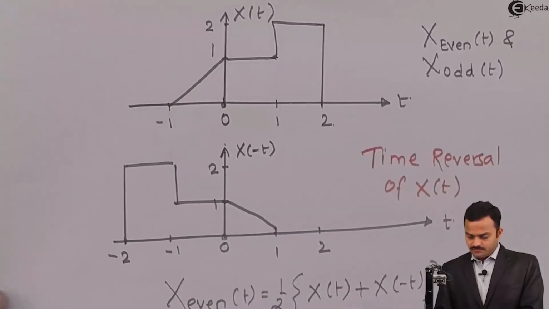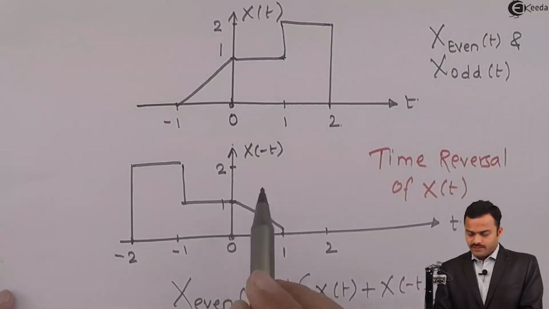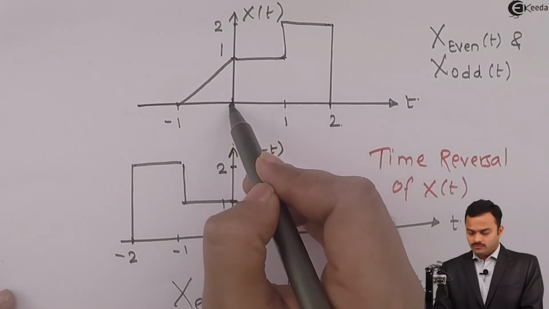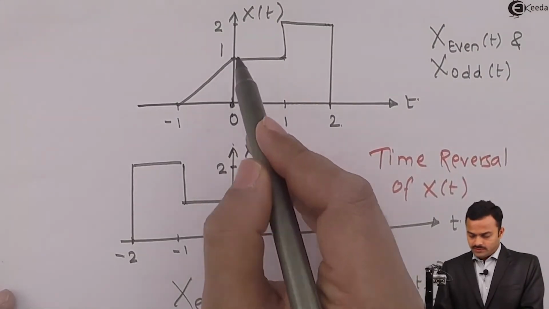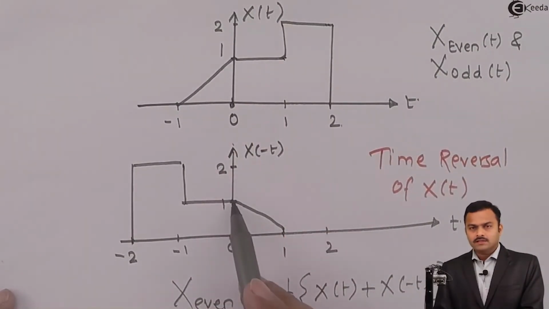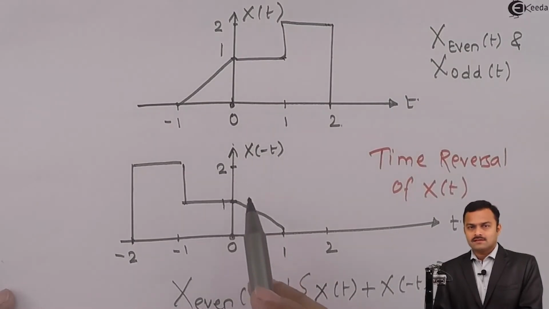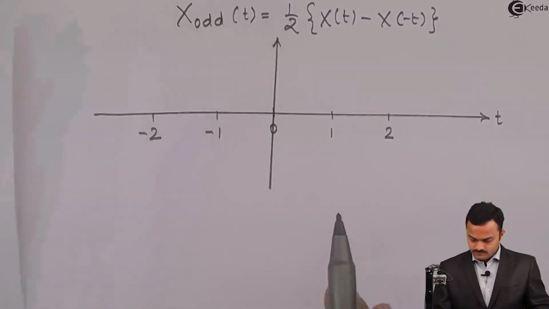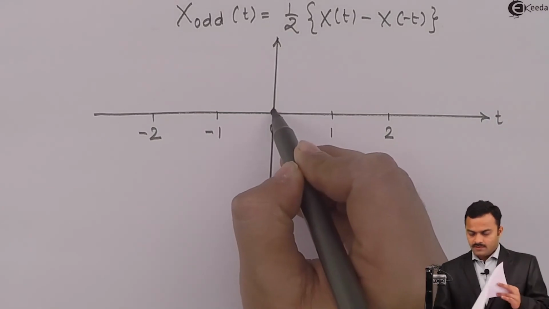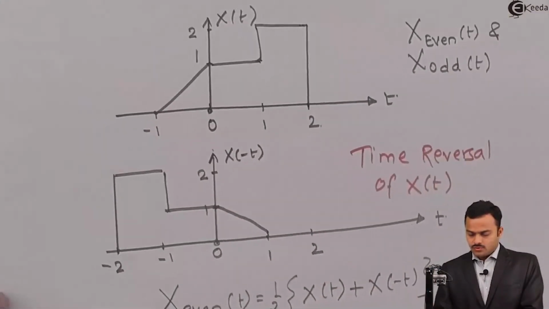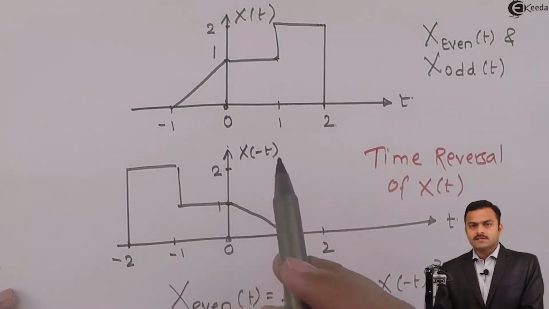Let's start with 0. So for t equal to 0, x of t has the value 1, and x of minus t also has the value 1. So 1 minus 1 is 0. Then from 0 to 1, the slope is 0.